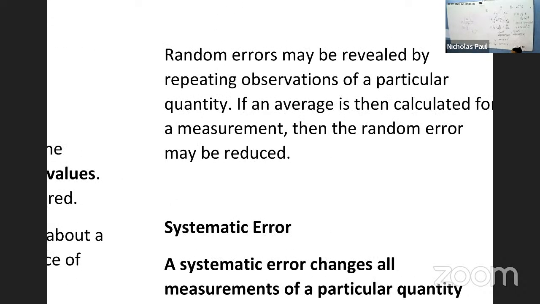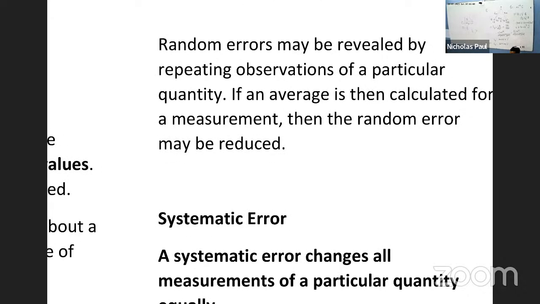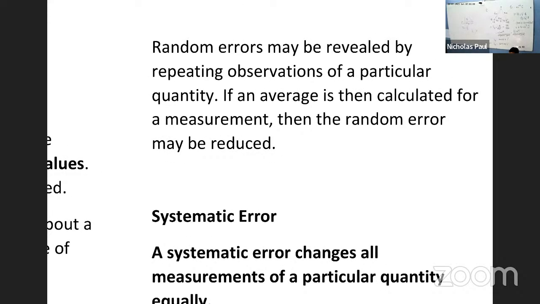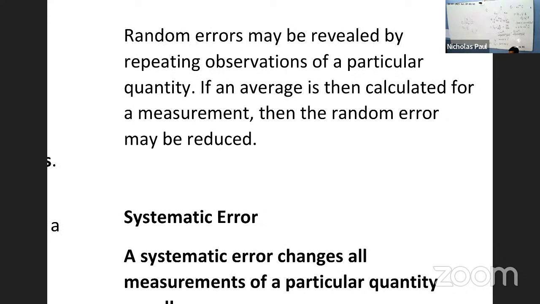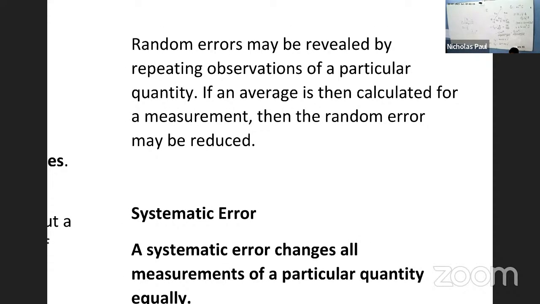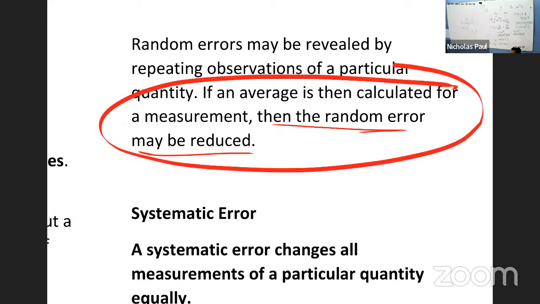Random errors may be revealed by repeating observation of a particular quantity. If an average is then calculated for the measurement, the random error is reduced. So make sure you remember how to reduce a random error. Repeat it and find the average. That's okay.